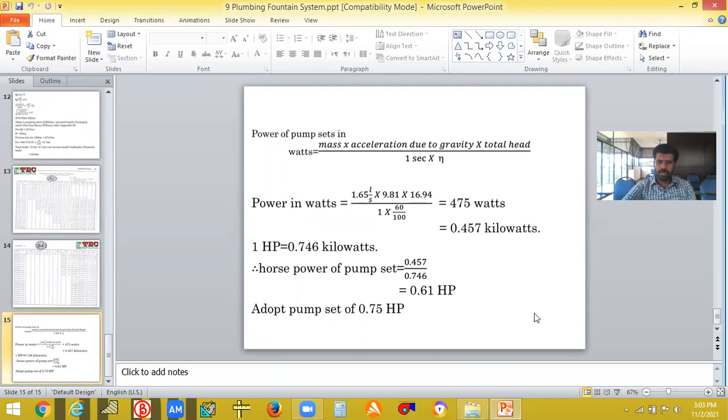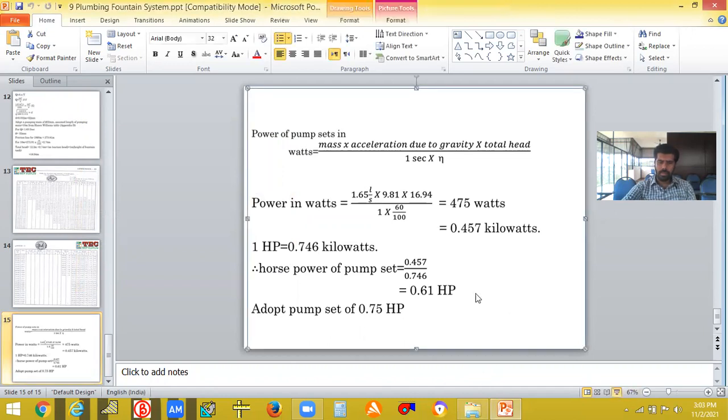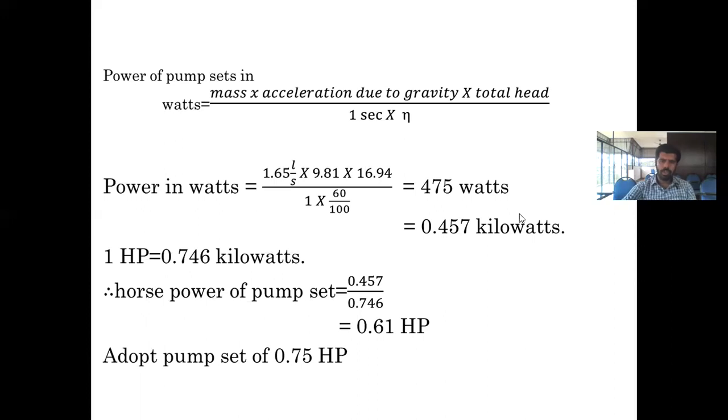So it is not 475, it is 457. So it is 457 watts. If you are converting it to kilowatt, it will be 0.457 kilowatt. You know 1 HP is equal to 0.746 kilowatts. So in order to convert this kilowatt to HP, you can just divide by 0.746. You will be getting the horsepower of the pump in HP.